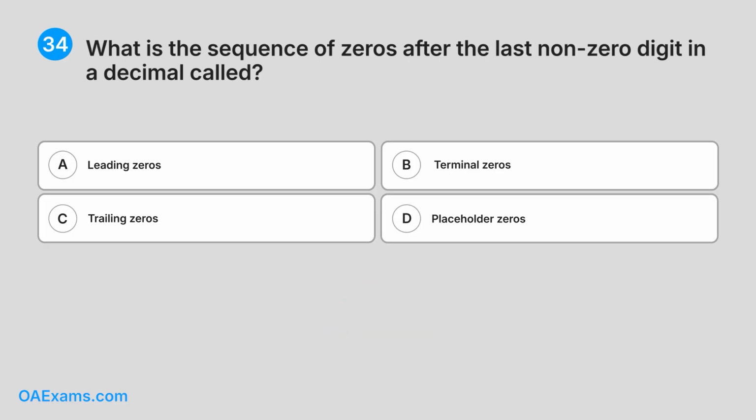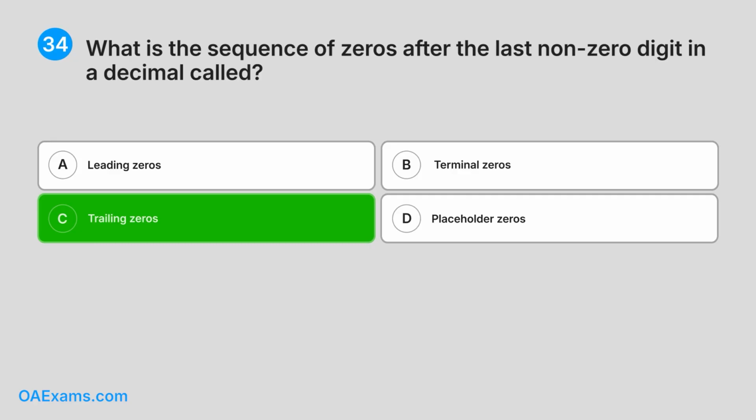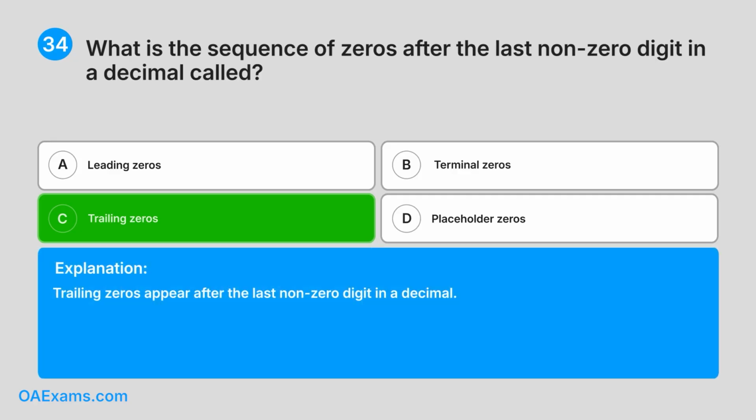Correct answer. C. Trailing zeros. Explanation. Trailing zeros appear after the last non-zero digit in a decimal.